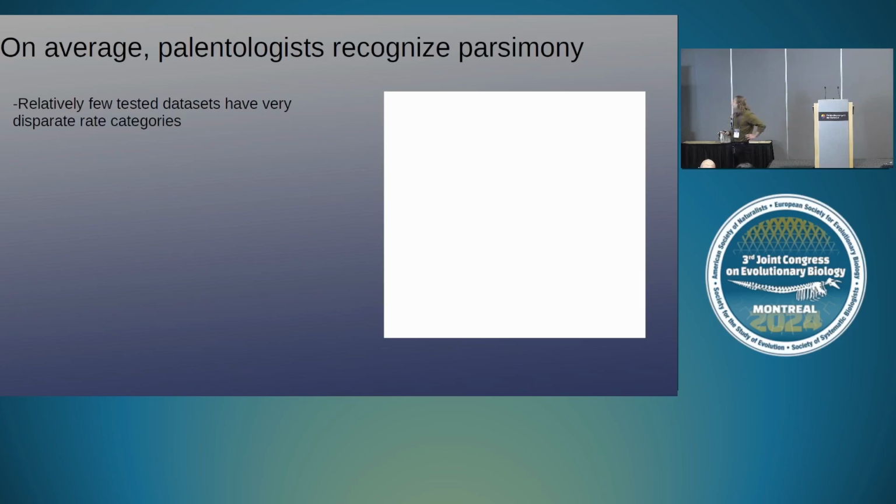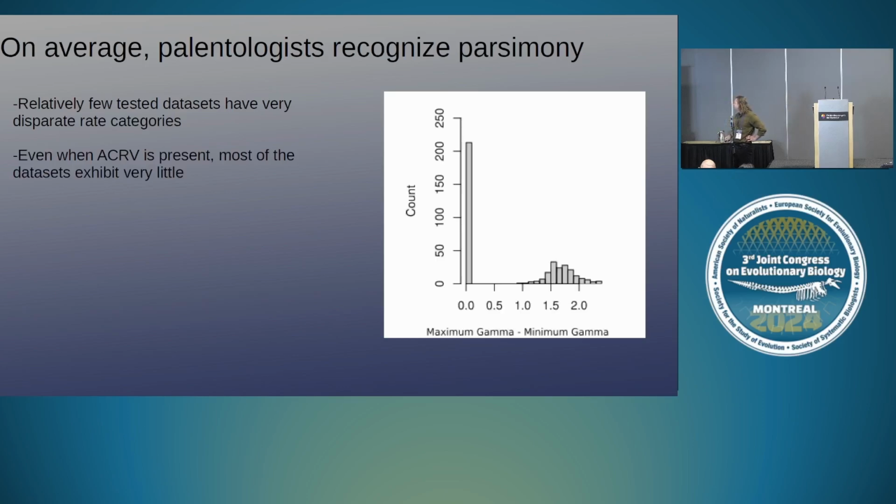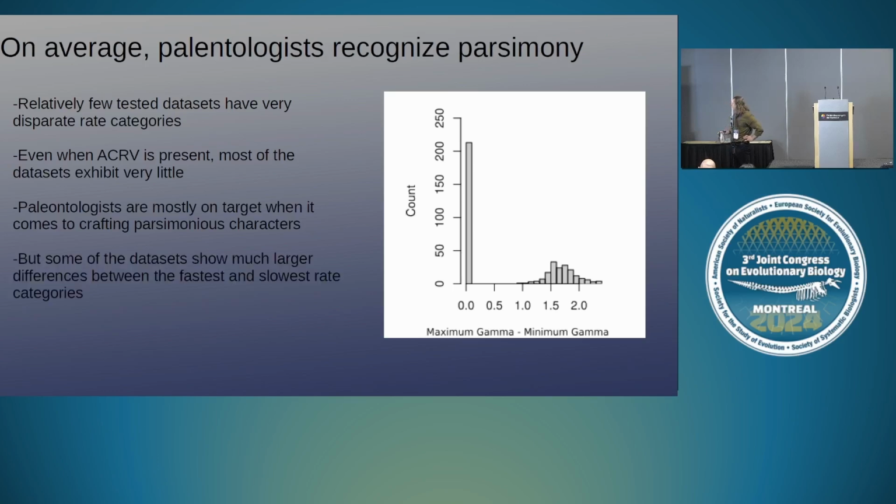Okay. And when variation is present, most of the data sets are going to exhibit very little variation. But again, in general, paleontologists have been pretty good at making parsimony. This should be somewhat validating, but again, there's that concern that some of the data sets show much larger differences between the individual rate categories.